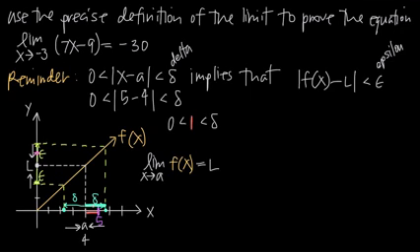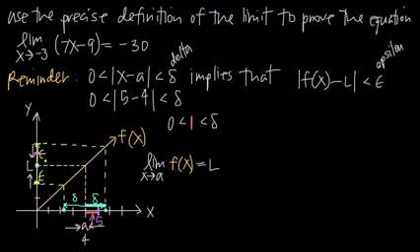In other words, and this is really what it comes down to, as long as the difference between x and a, this distance right here, is smaller than delta, then I know for sure, and I can prove with this definition, that the difference between the value of my function and L is going to be less than this epsilon value that I defined in the beginning.